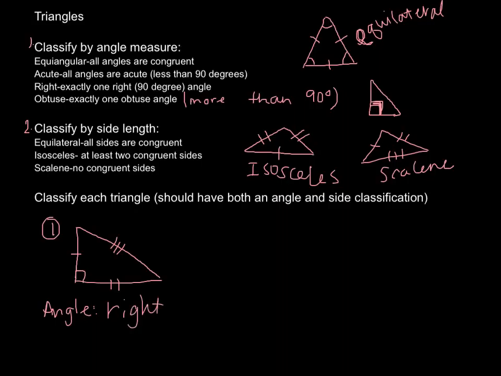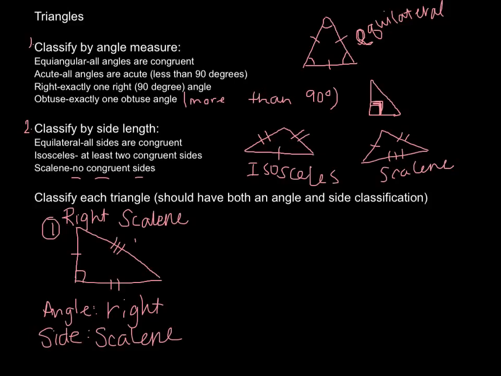And then we have to classify it by side length. All the sides are different. No congruent sides, so this would be scaling. So we would call it a right scaling triangle. That would be what our first one would be called, a right scaling triangle. Number 2 has a picture like this.